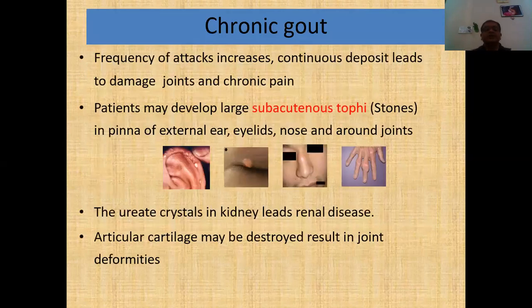Now chronic gout. Chronic means long term, where the gout condition or the uric acid remains in our body. That is a high level of uric acid in our body. The frequency of the attacks increases, and continuous deposition leads to damage to the joints as well as chronic pain. Then the patient may develop large subcutaneous tophi. Tophi means we can say the stones.